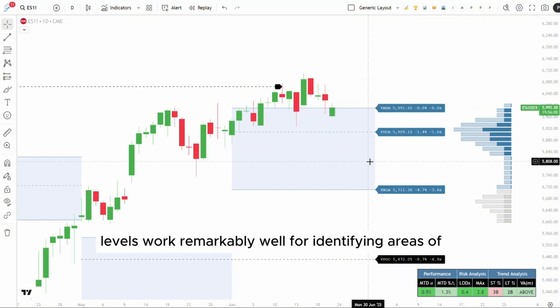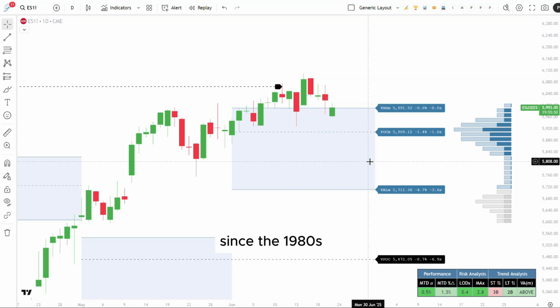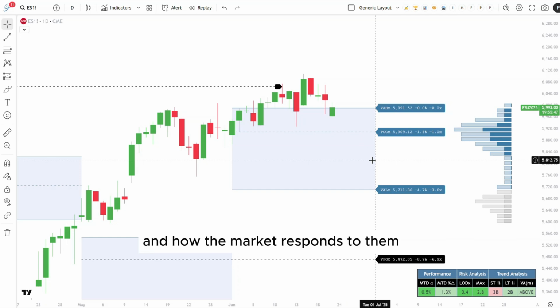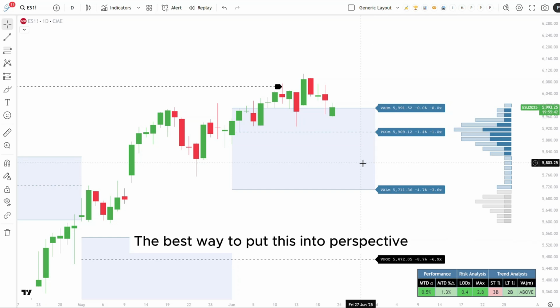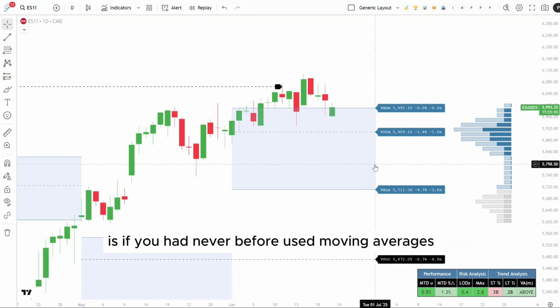Market profile levels work remarkably well for identifying areas of interest because so many institutional trading algorithms have been programmed to use these levels since the 1980s. Once you see these levels and how the market responds to them, you will never be able to unsee them. The best way to put this into perspective is if you had never before used moving averages and someone put them on your chart for the first time.